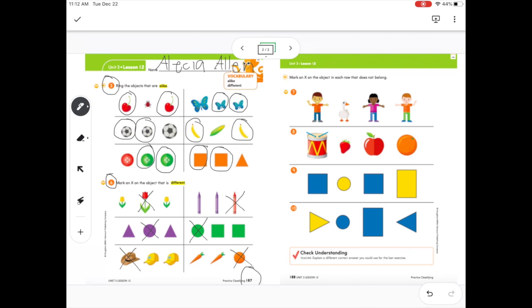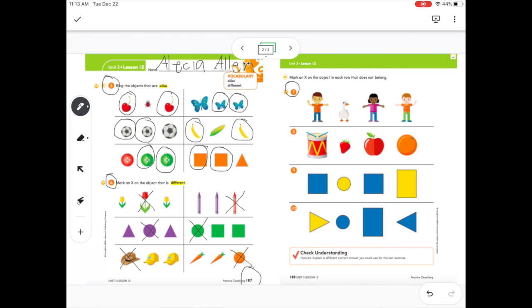When you're ready, go ahead and flip over to the back. For the back, we are marking an X on the object in each row that does not belong. So I'm going to start with row number 7. There's a little boy, a goose, a little girl, and another little boy.